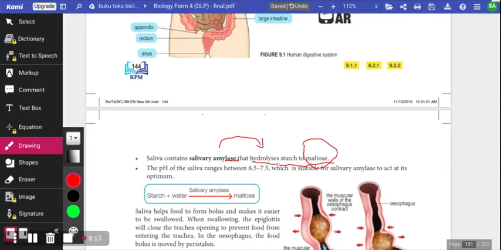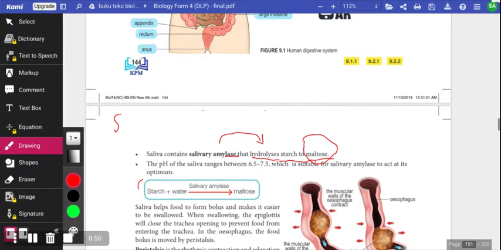A disaccharide is not yet the simplest form of carbohydrate. It's still a disaccharide, two molecules of monosaccharide. It's not yet the simplest form of carbohydrate. Okay, starch, as you can see here, starch combined with water, that is why it's hydro, and with the help of this enzyme, salivary amylase, it will form maltose.